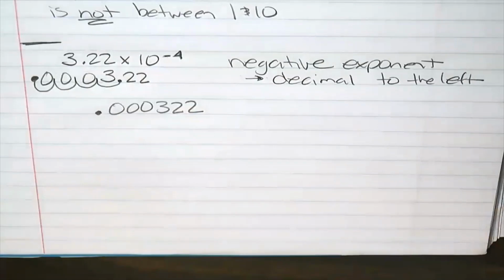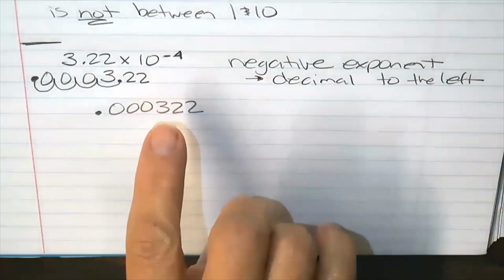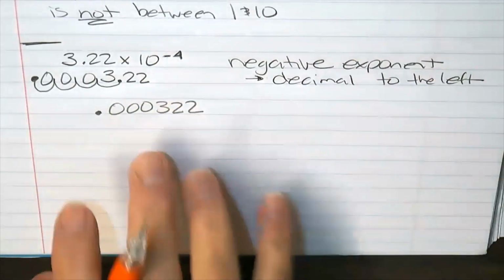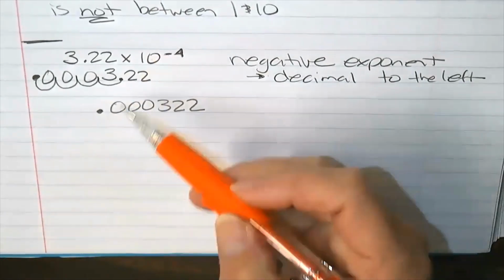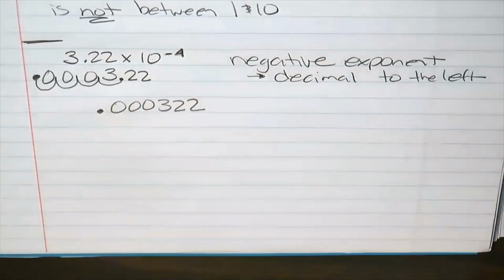And that kind of makes sense. 10 to the negative 4th. Well, yeah. Because it's negative, we're moving the decimal to the left, and we move it to the left 4 places. Okay.